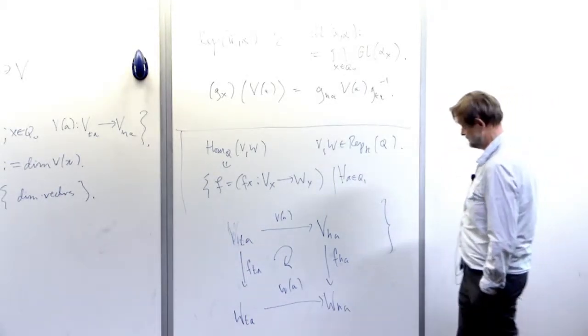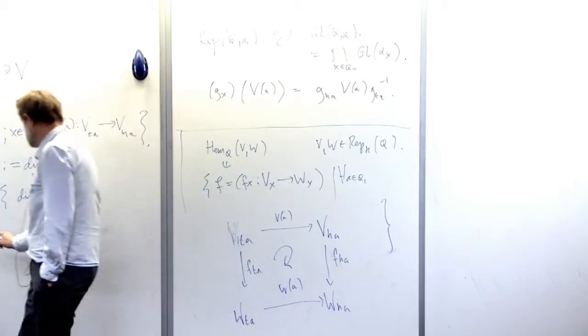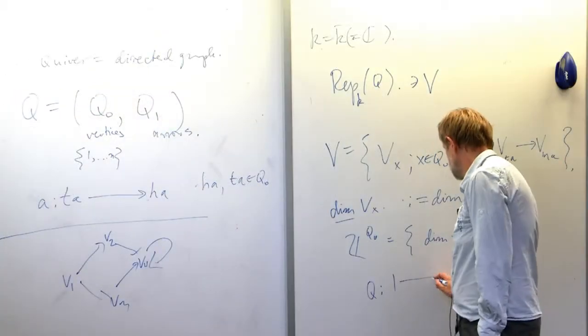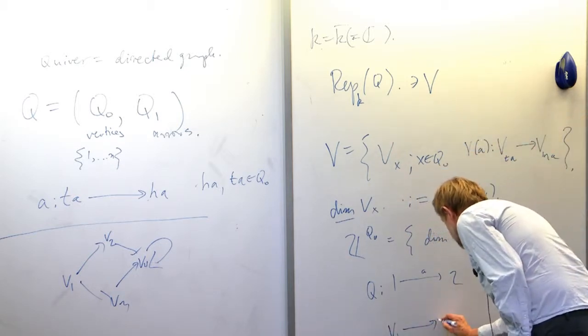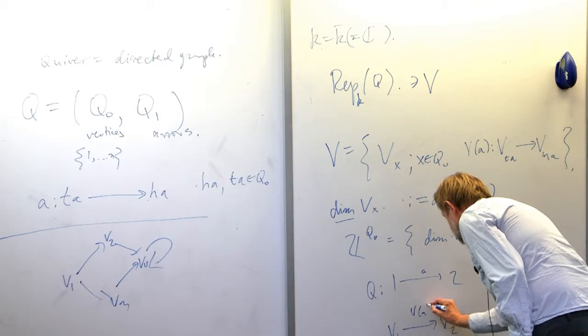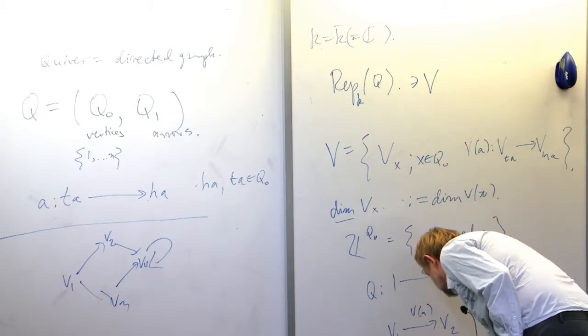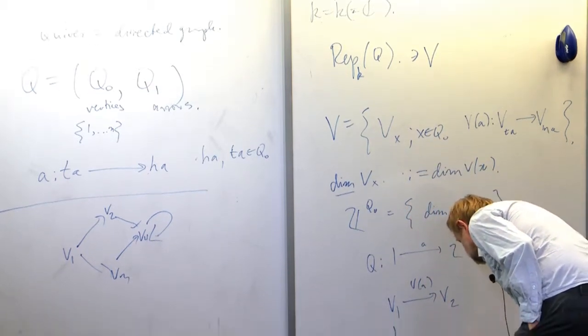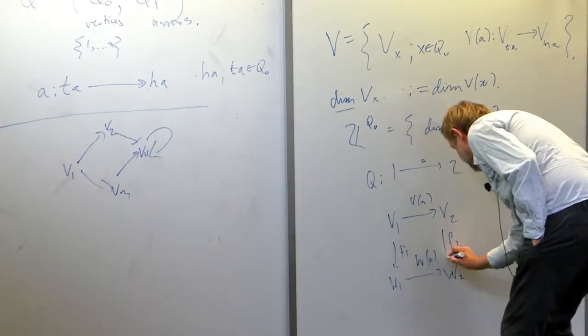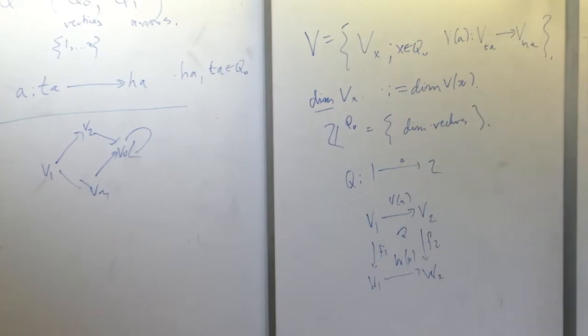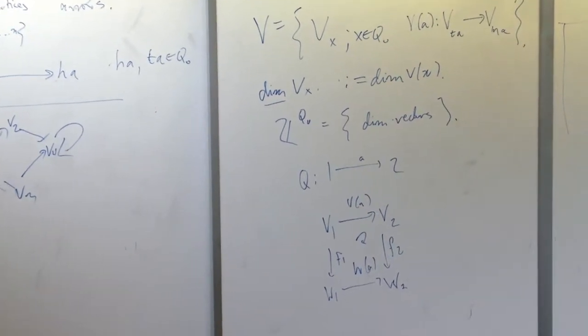So if you have the simple quiver Q, just two vertices, I skipped the example with 1 point, okay? But anyway, a representation is just a linear map V of A, and a morphism of representations is a commutative square. So we've seen that problem before, of course.